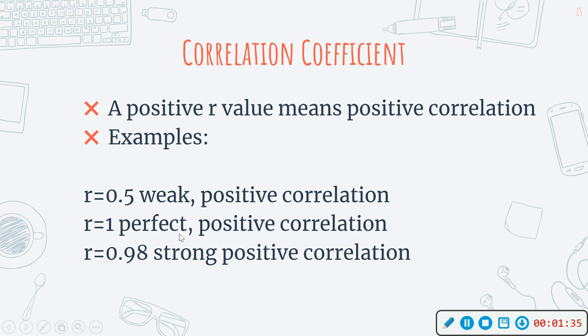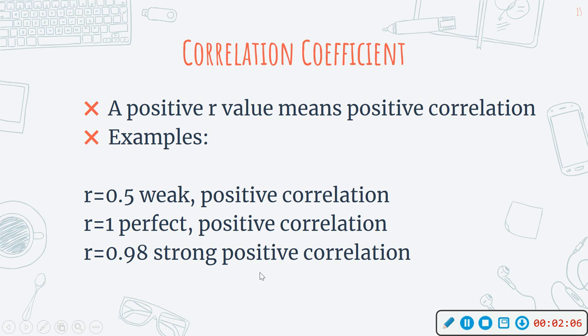This is a special type of correlation. We would call anything that equals 1 a perfect correlation. Anything that has a high R value, like 0.98, is very close to 1, but it's not exactly 1. So anything that's close, like 0.9 or 0.8, anything in that range would be considered a strong correlation. So 0.98 is an example of a strong positive correlation.